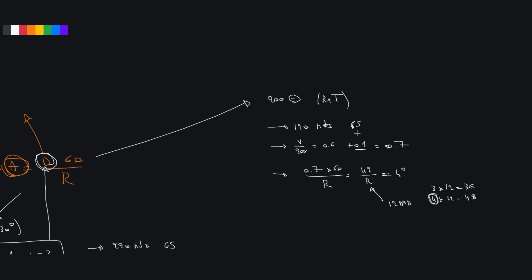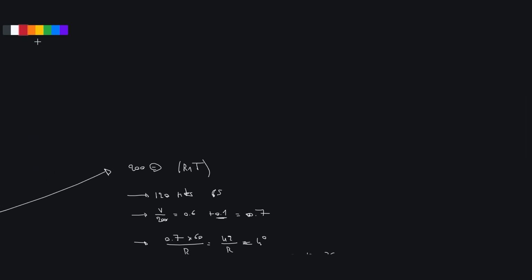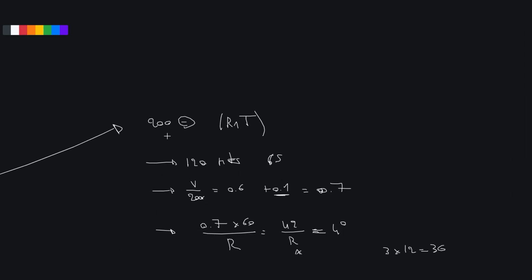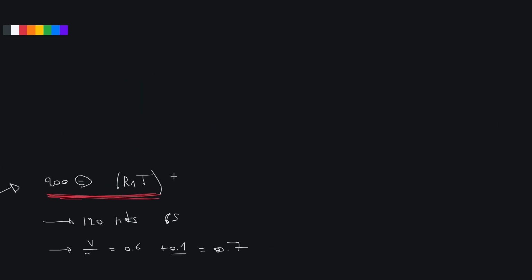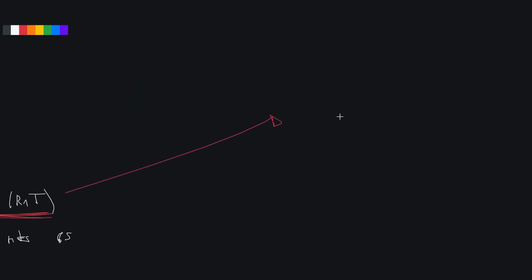All right, I would like to point out the fact that in the case where we are in the low speed situation, we can actually find another formula. So we had the formula: the angle is equal to the distance, or the radius of turn, times 60 divided by the radius of the arc.